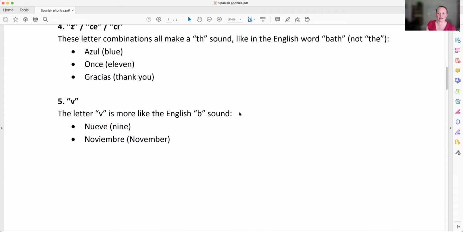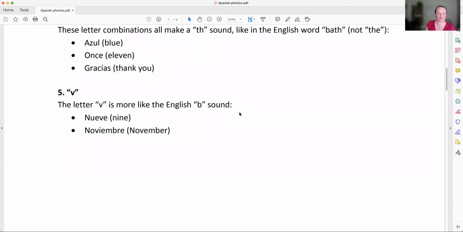The last sound we're going to look at today is the letter V, which is more like a B sound. Again, really common examples of this. The word for 9 is nueve. So you can hear it's quite soft, not a hard B. It's quite a soft B sound. So nueve, and noviembre for November.